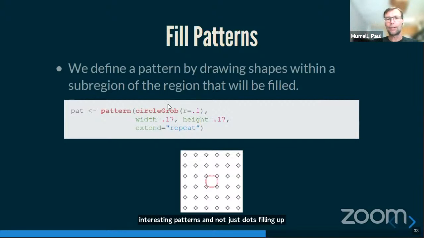And the other fun thing is that this shape that I'm drawing, that my pattern is going to be based on, that can be any grid grob. So that doesn't have to be a single shape. It could be an entire ggplot2 plot if you wanted it to be. I haven't found a good use for that yet, but hopefully somebody will.